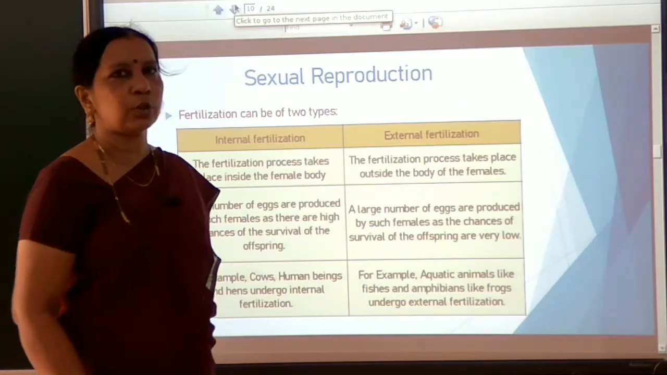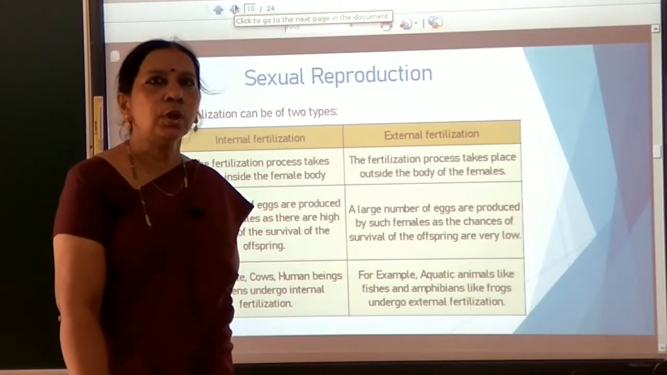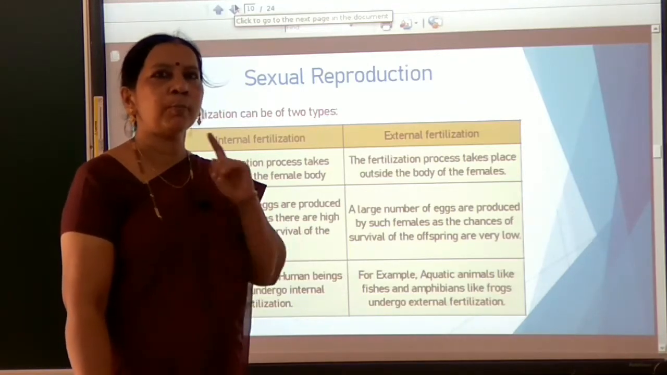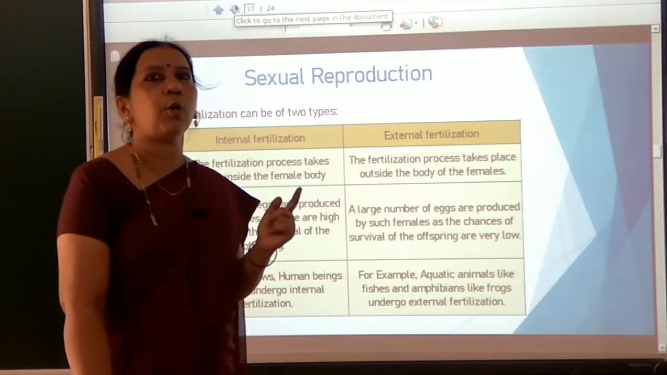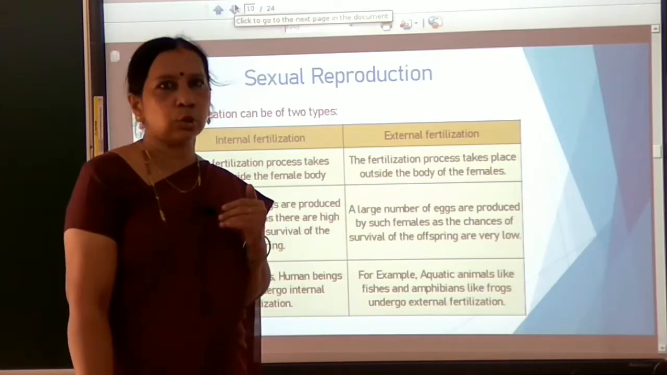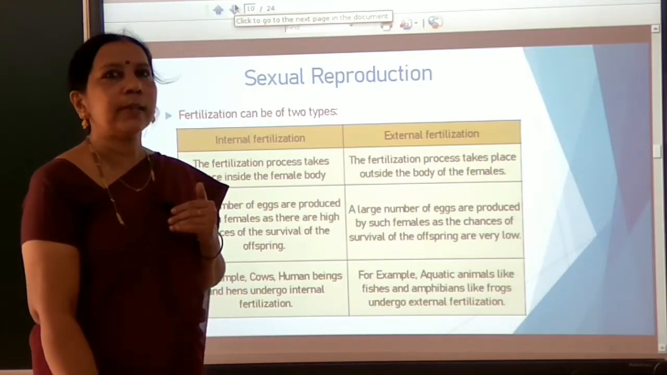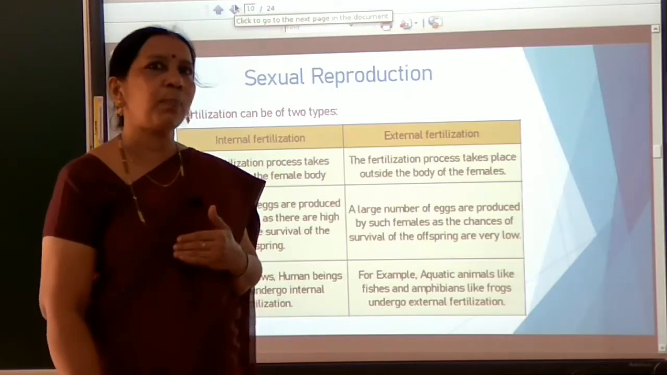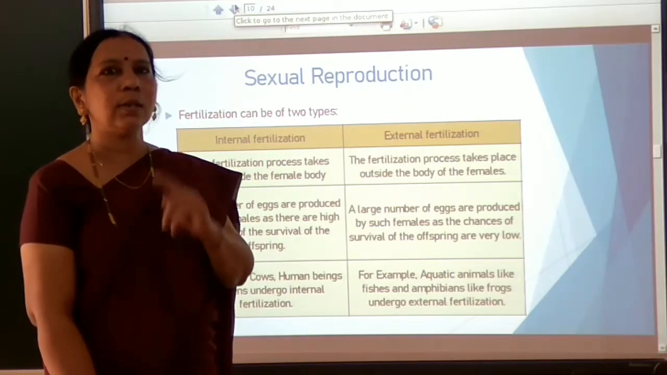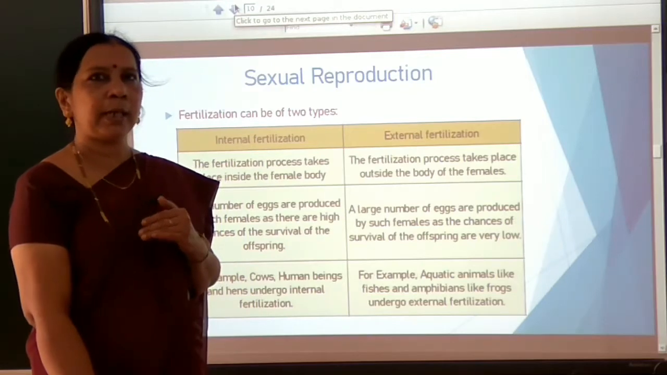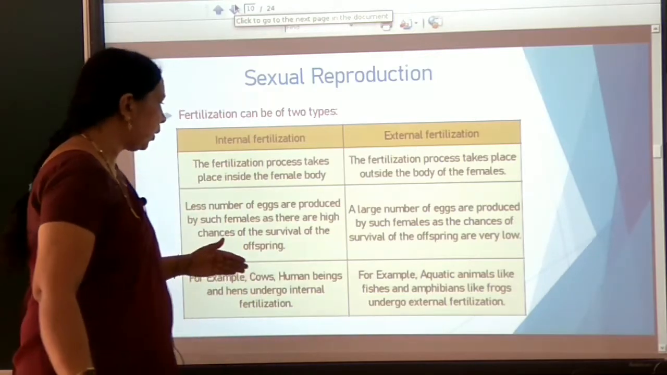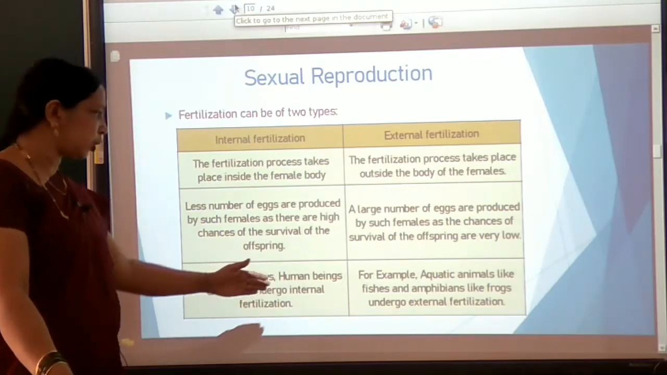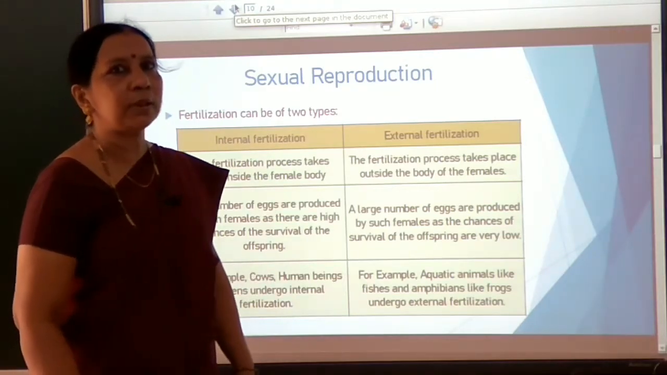You might have observed in human beings also, the fusion of the male and female gametes, the sperm with the ovum, takes place inside the female body, or even in birds also. In birds also, fertilization takes place inside the female's body. So this type of fertilization is called internal fertilization. Human beings, cow, goat, sheep, cats, and not only that, birds also, hens and other birds also undergo internal fertilization.